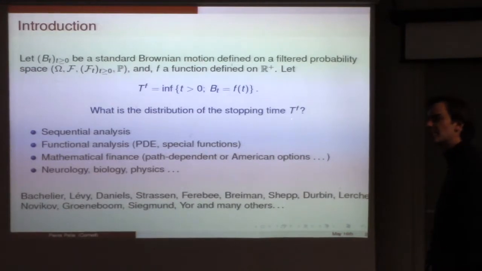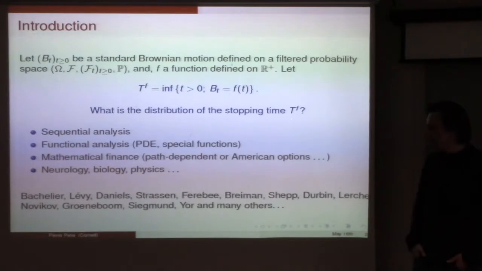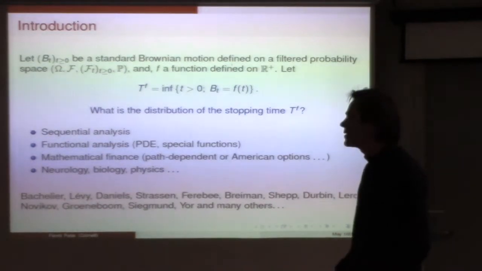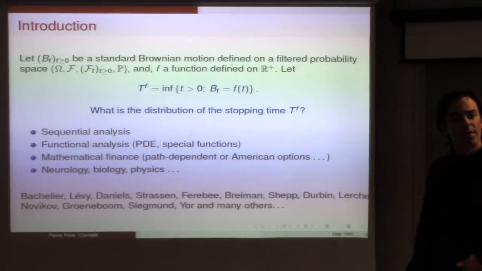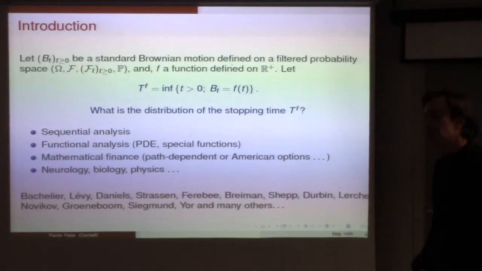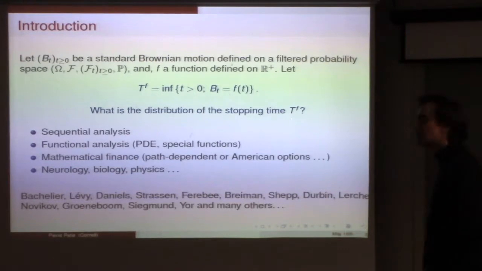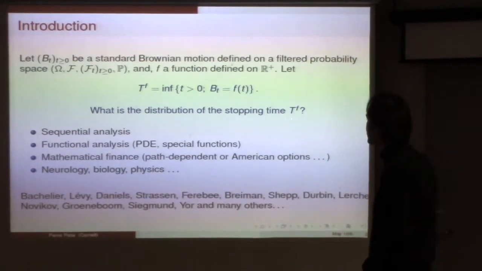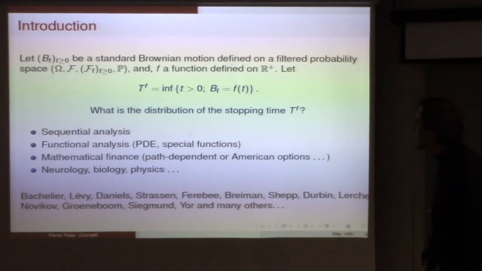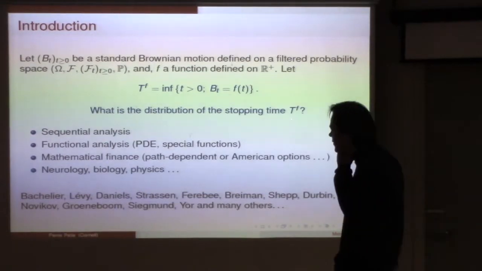In mathematical finance, this distribution also plays a key role in the pricing of path-dependent options and American options. In American options, it turns out that the optimal time at which a buyer should exercise his right corresponds to the first passage time in the Black-Scholes model of the Brownian motion to some moving boundary. But the curve in this case satisfies some integral equation, and we are not able to get an explicit representation of this curve. Then there are many fields where this problem occurs. I mention a few of them here.